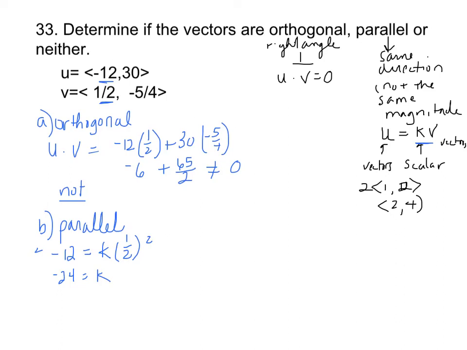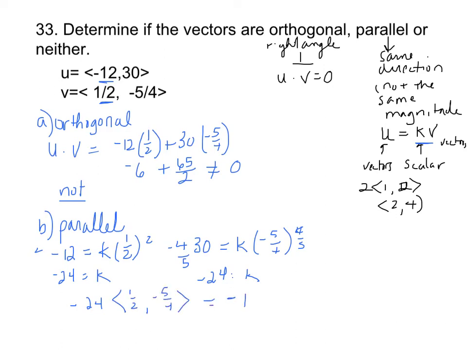If they're parallel, it'll be the same constant for both x and y. So we do this for the y-coordinates. We have 30 is equal to k times negative 5/4. When I multiply both sides by 4/5, I get negative 24 equals k. So in other words, if I do negative 24 times 1/2, negative 5/4, that's going to equal negative 12, 30. So these two are parallel.